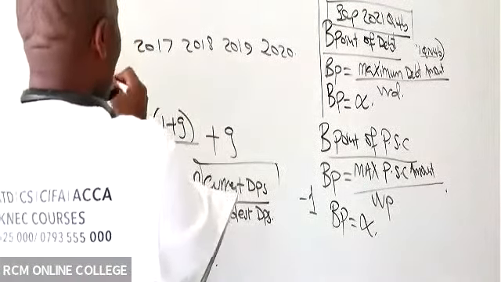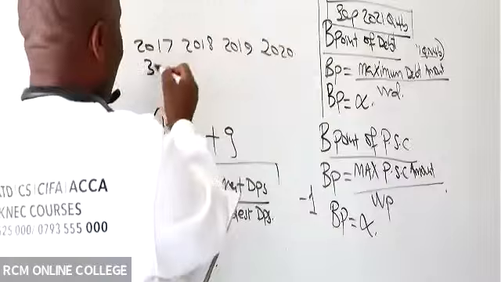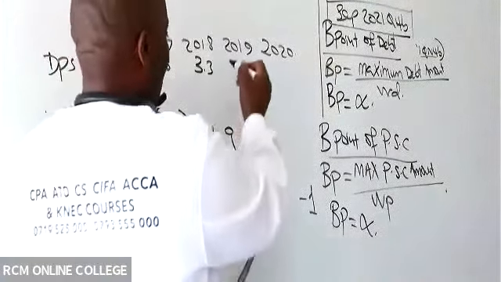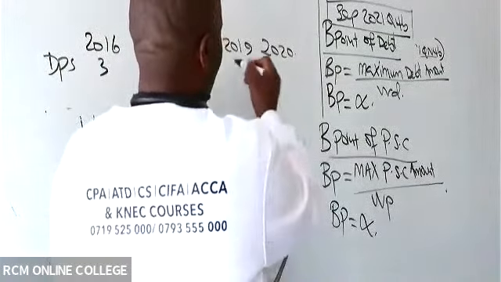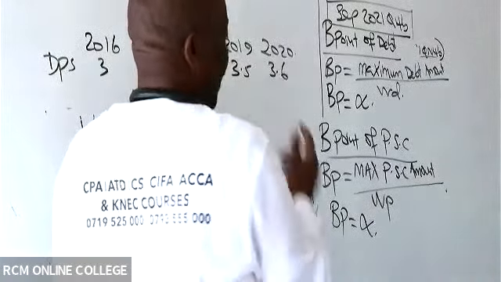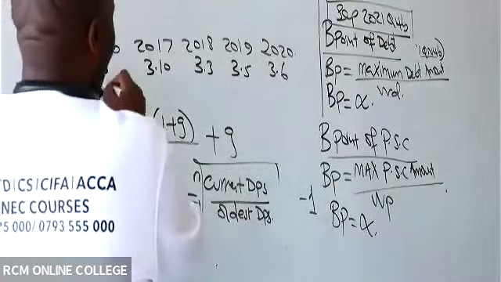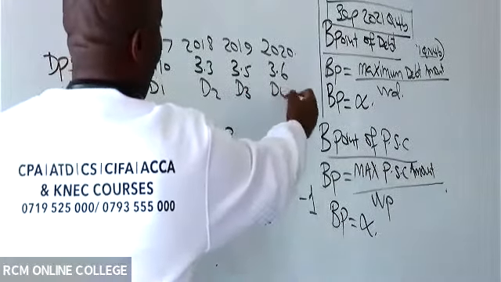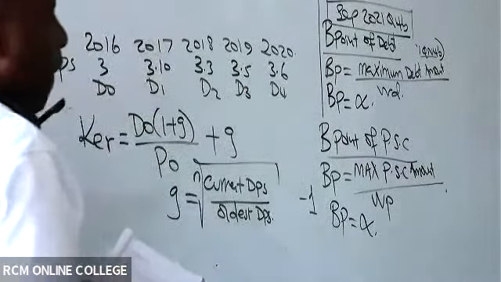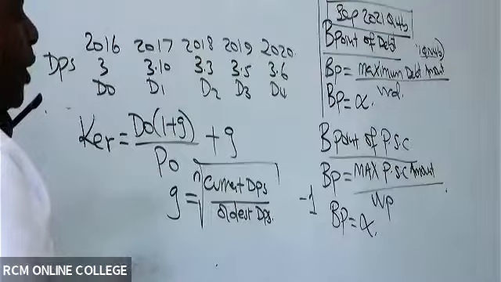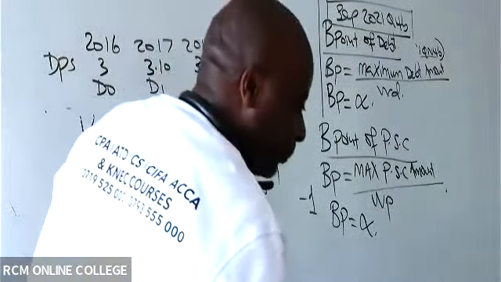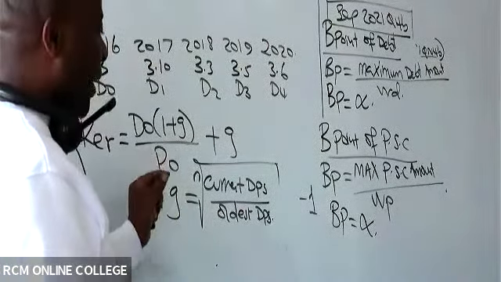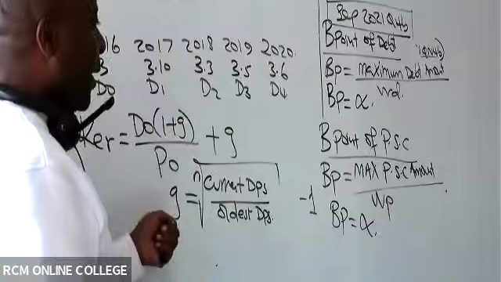So DPS is 3.10. Then we have 3.30. Then we have 3.50. And then lastly, 3.6. So remember, the very oldest will be this one, D0, D1, D2, D3, and then D what here, somebody? D4. You can use either n minus 1 or n, it doesn't matter.